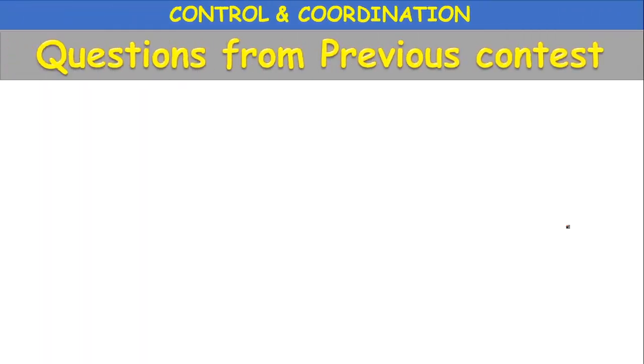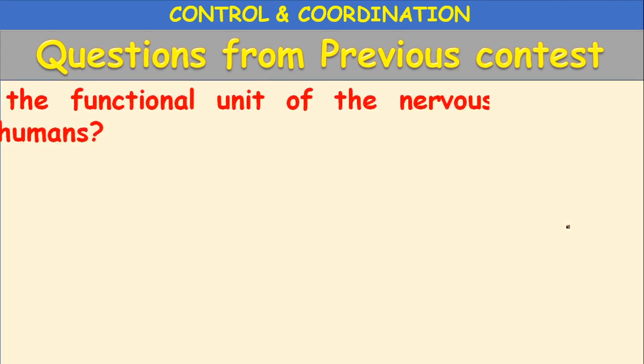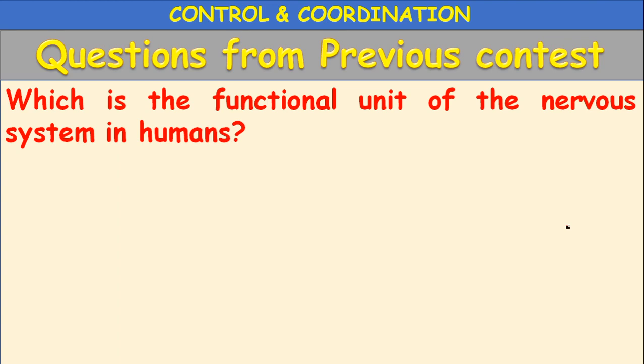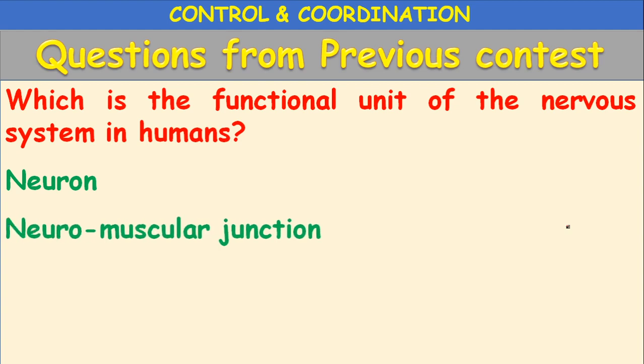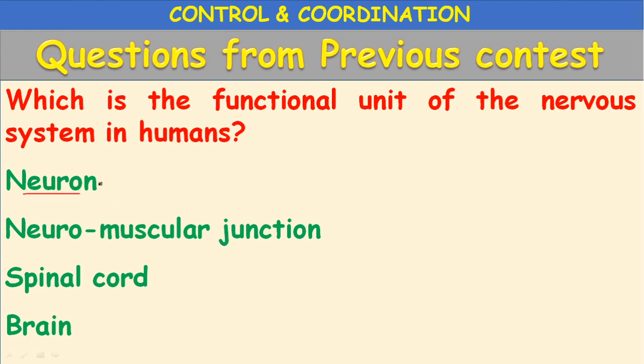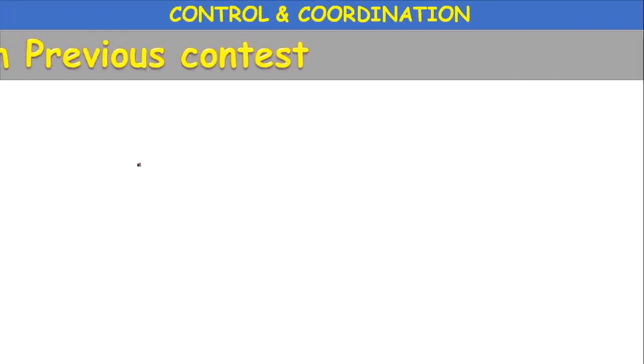So this is a brief review of the chapter. Now some questions which appeared in previous contests, let us answer. Which is the functional unit of the nervous system in humans? Neuron, neuromuscular junction, spinal cord, brain. Which is called the functional unit? Neurons, or nerve cells.